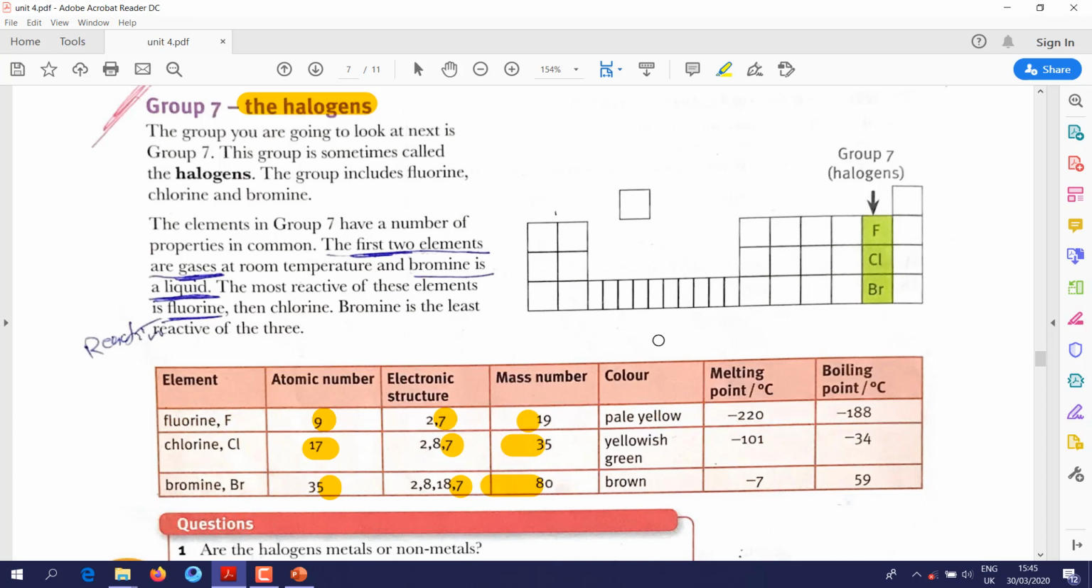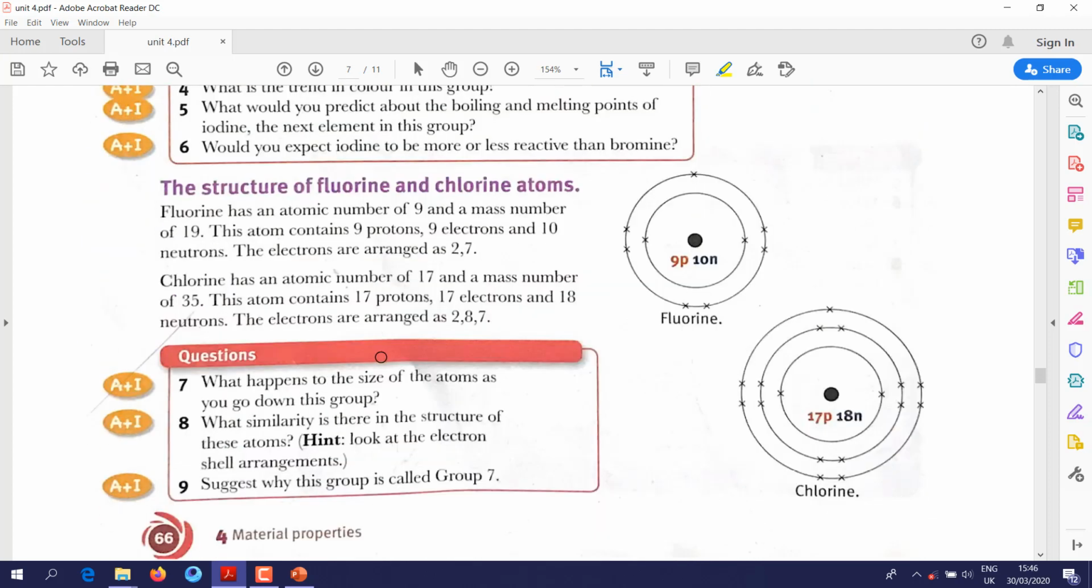Then, one more thing that will differ here is the state. The first two elements are gases at room temperature. Bromine is liquid. So the elements here differ from each other by their state. Some of them are gases at room temperature, others are liquid at room temperature.